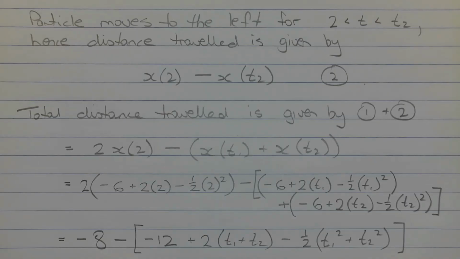So substituting t equals 2, t equals t1 and t equals t2 in the relevant spots, we get 2 times open bracket -6 plus 2 times 2 minus half times 2 squared close bracket, so that's 2 times x of 2, minus, now open square bracket, open bracket, minus 6 plus 2 times t1 minus half times t1 squared, close bracket, plus, open bracket, minus 6 plus 2 times t2 minus half times t2 squared, close bracket, close square bracket.